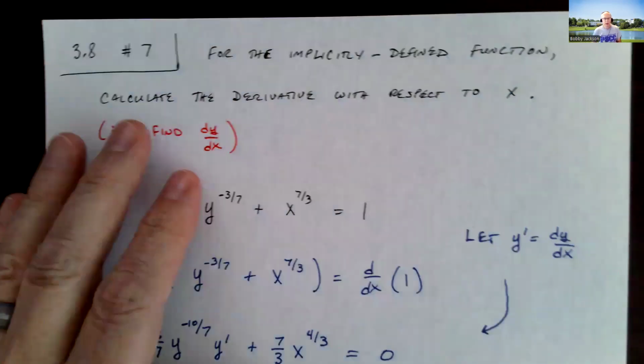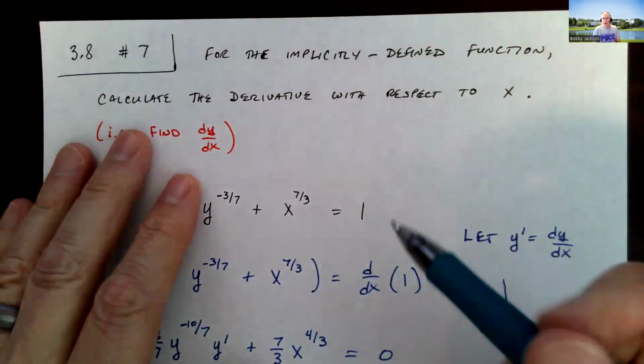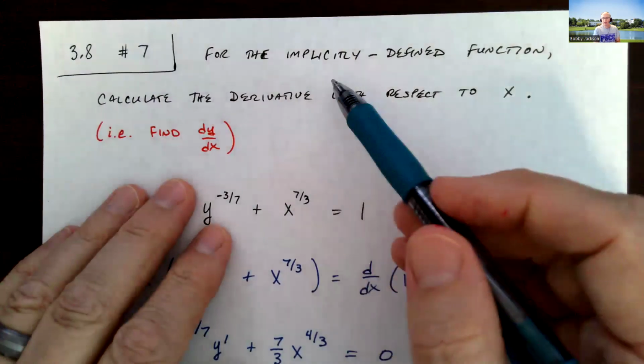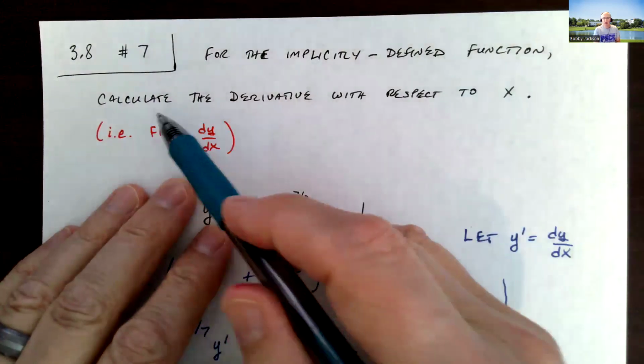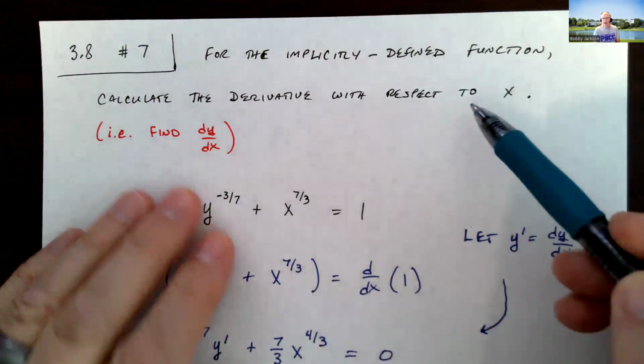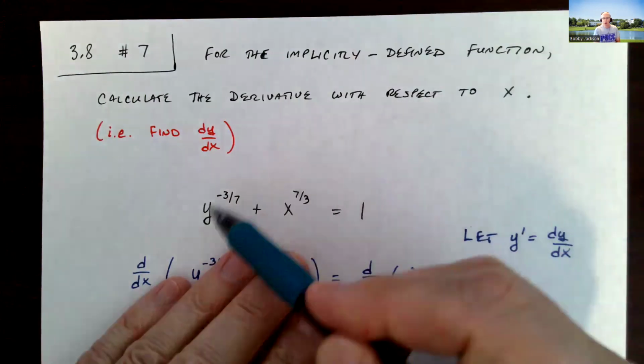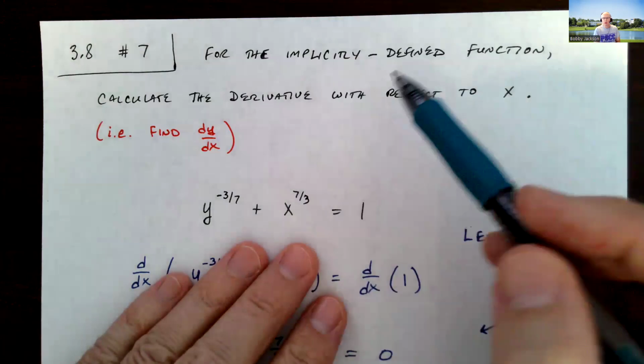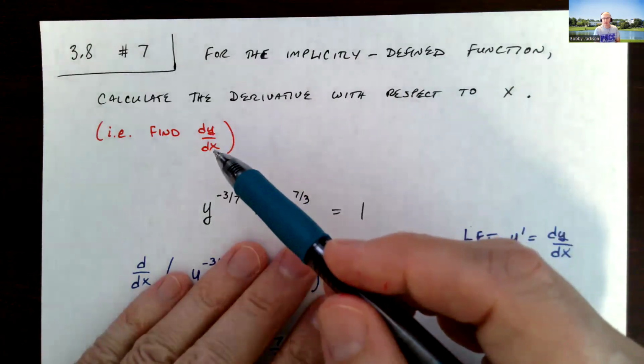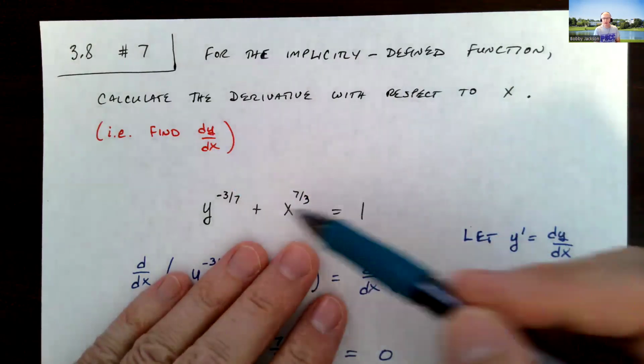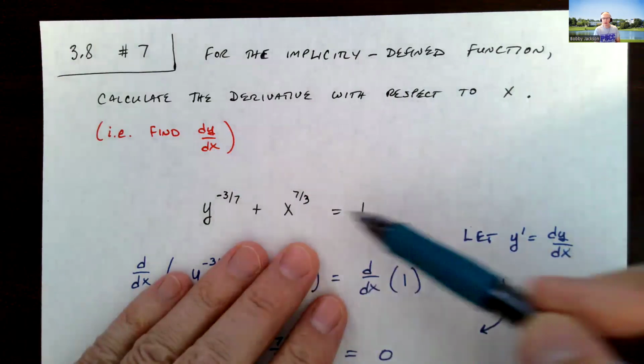Hey everyone, we're going to take a look at number 7 in section 3.8. For the implicitly defined function, calculate the derivative with respect to x. And this is the equation they give you. So what do they mean here? Of course, they're talking about finding dy dx, right? y is implicitly given as a function of x in this equation.